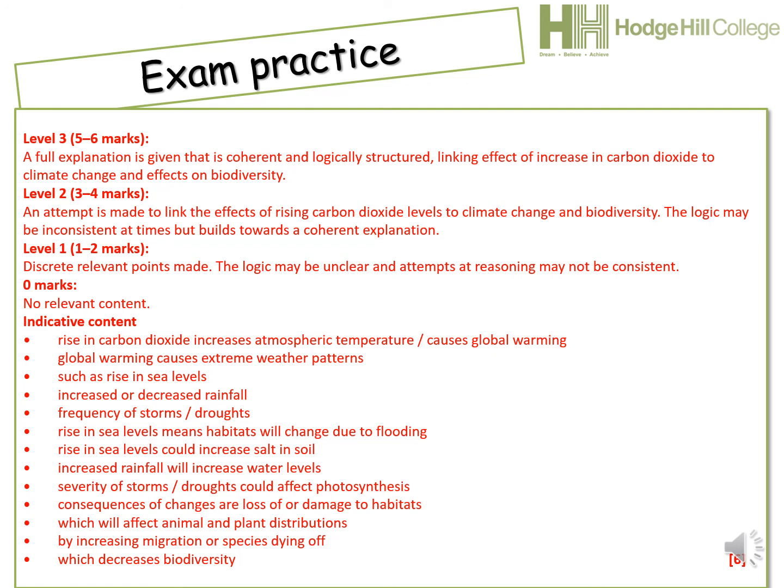Increased or decreased rainfall, frequency of storms, and rise in sea levels mean habitats will change due to the flooding. Rise in sea levels could increase salt in soil because the flooding will affect the land. Seawater is salty. An increase in rainfall will increase water levels, again causing flooding. Severity of storms or the droughts could affect photosynthesis because the plants are not getting enough water. Consequences of changes are loss or damage to habitats, which will affect animal and plant distributions, which we have already looked at. Ultimately, all affecting biodiversity.